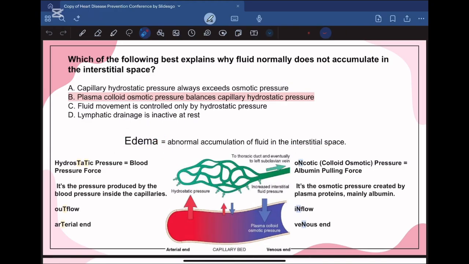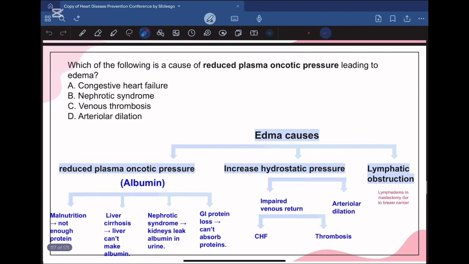But plasma colloid osmotic pressure balances the capillary. Yes, this is correct. That's why normally fluid accumulation does not happen. Fluid movement is controlled only by hydrostatic pressure. No, it's controlled by two opposite forces, one out, one in. Lymphatic drainage is inactive. No, it's always active. Or, we always take the excess fluid inside the interstitial space. Moving on to the next question.